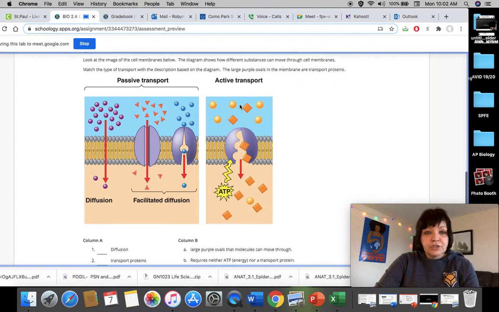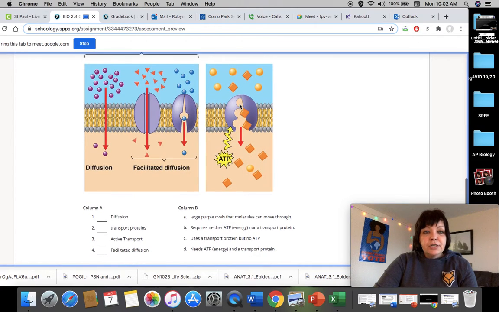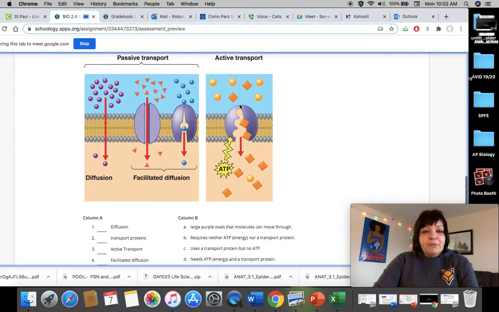So here's the question. You have to match. All right, the first matching word here, so that you can see that I just took these words, diffusion, facilitated diffusion, transport protein, and active transport, and then I put a definition here, and a lot of people got these wrong too, so let's see what we should put.